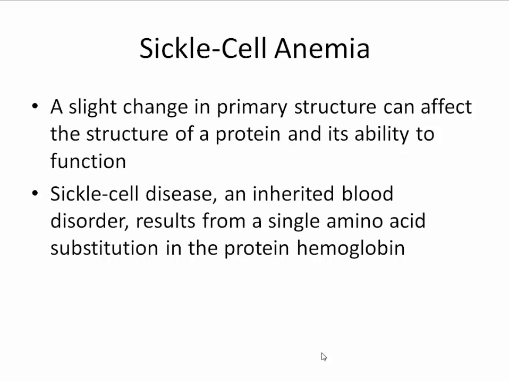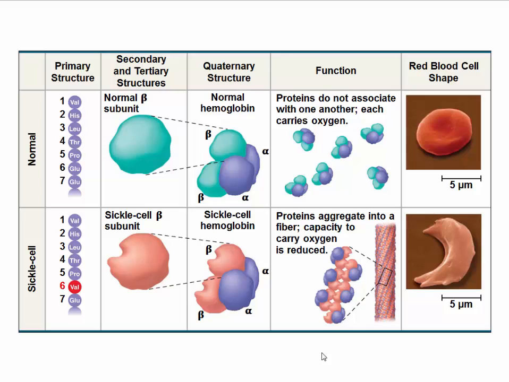There is a very interesting disease called sickle cell anemia, and that results from a very tiny change in the primary structure of the protein, and so it doesn't fold all the way right, and so it can't do all the functions that it was supposed to do. Sickle cell disease is inherited, and it results from a single amino acid substitution in the protein. Here you see the normal one on the top and then the abnormal protein at the bottom, where there's one substitution at number 6.